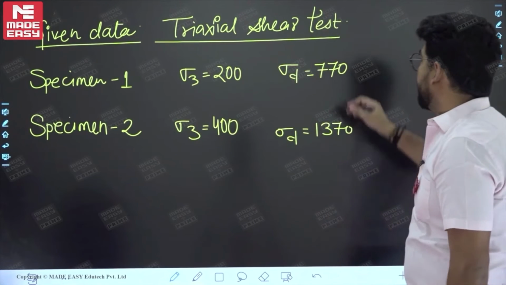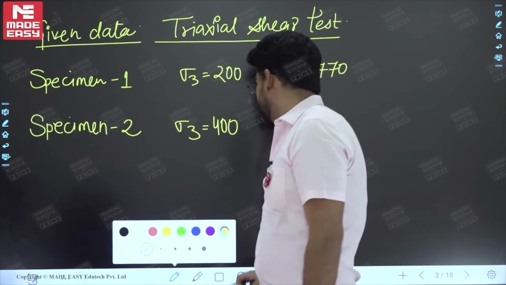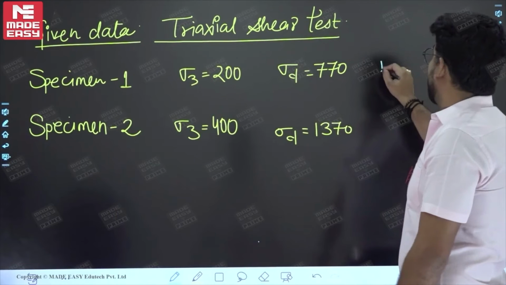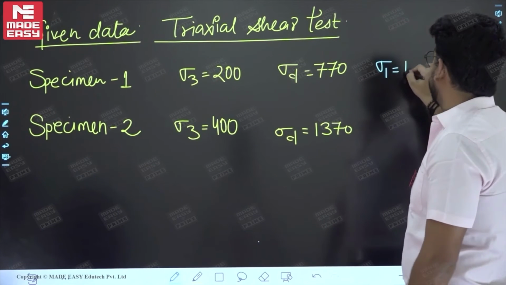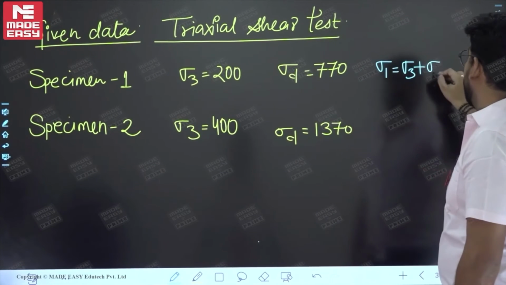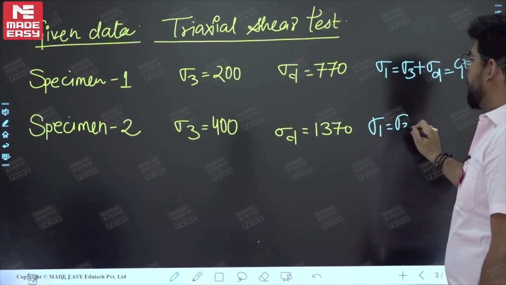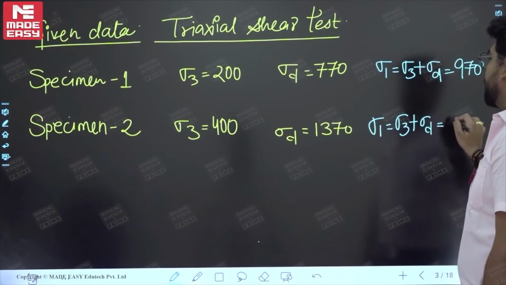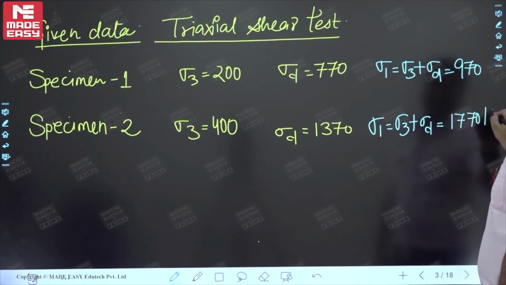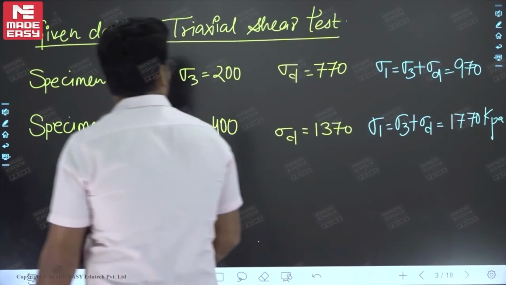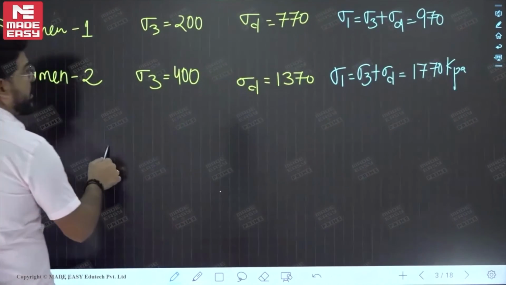So the point to be noted: sigma 3 and sigma d are given. So now we can say sigma 1 will be equal to what? Sigma 3 plus sigma d, and this will be 970. This sigma 1 will be equal to sigma 3 plus sigma d, which is 1770 kilopascal for the second specimen. Clear? By this way sigma 1 is obtained, and now we will make the equations.